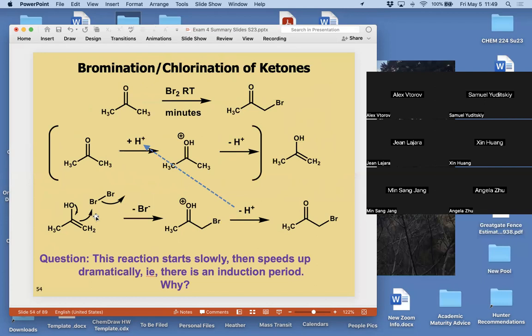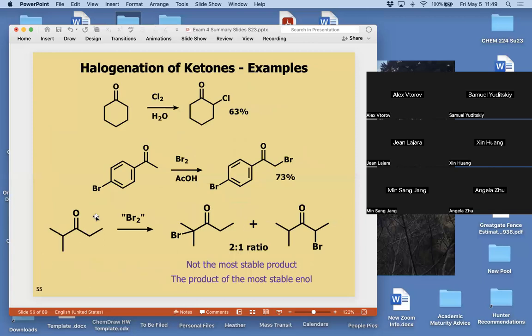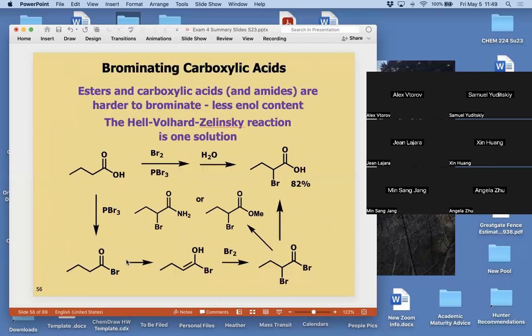Mechanism of acid catalyzed bromination. Very little fundamentally new here. So here's examples. And of course, selectivity is a problem if both sides can brominate or chlorinate.